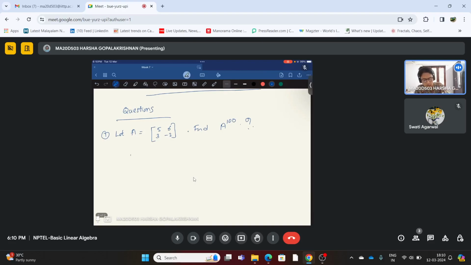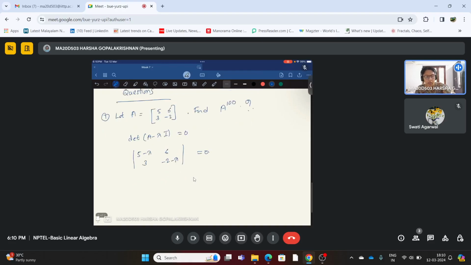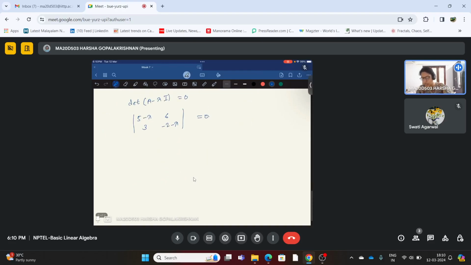So we will start with the determinant of A minus lambda I equal to 0. First we need to check it is diagonalizable, so we find the eigenvalues and eigenvectors, and we also need to find the matrix P. So the determinant of A minus lambda I means 5 minus lambda, 6, 3, minus 2 minus lambda, equal to 0. I will leave the calculation part and write the final equation. What we get is lambda minus 7 into lambda plus 4 equal to 0. So this is our characteristic equation.